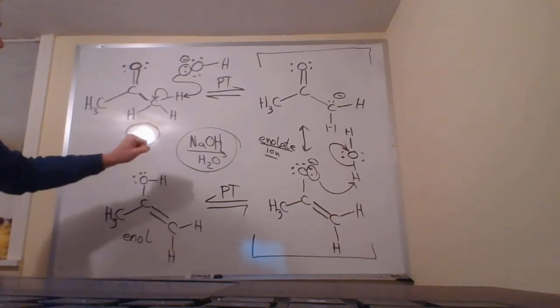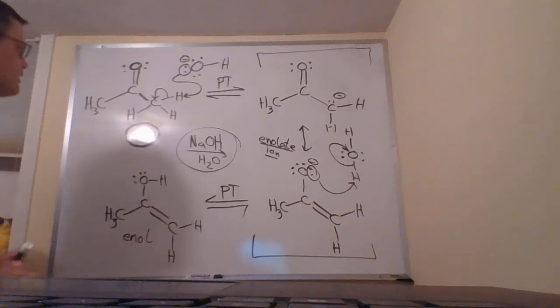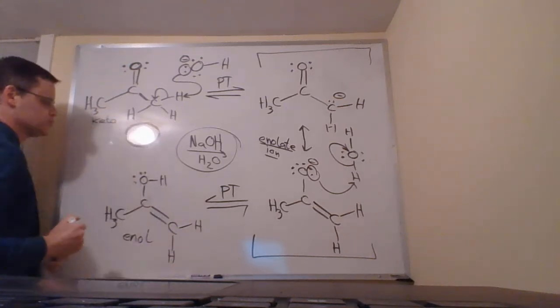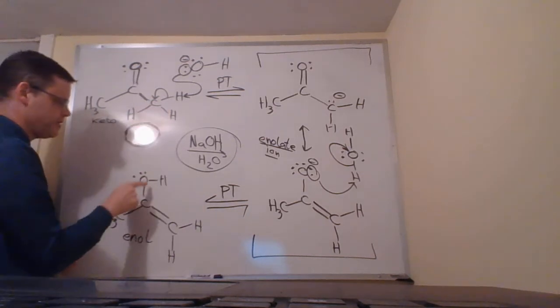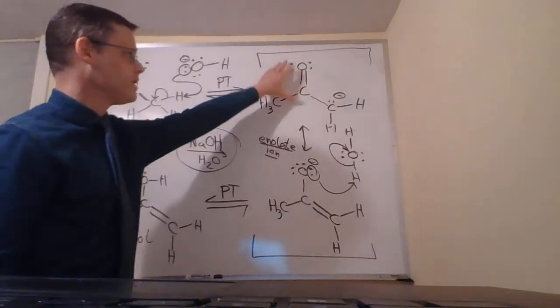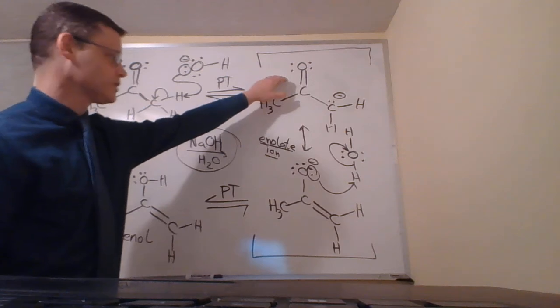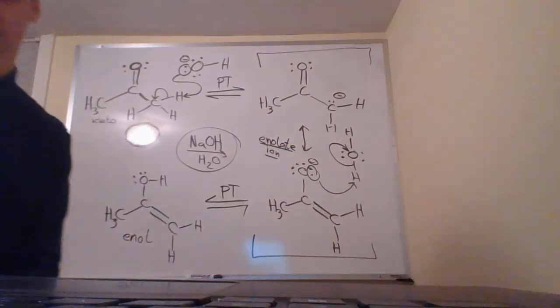One other thing I want to say, these are not resonance forms of each other. They are constitutional isomers. Okay, we're breaking this sigma bond. We're making a new sigma bond. These, however, are resonance forms because we're not breaking the sigma bond structure. We're just delocalizing pi electrons. Okay, that's an important distinction.